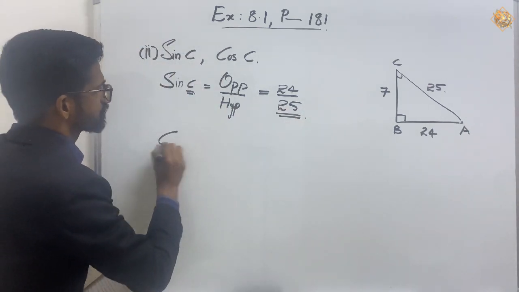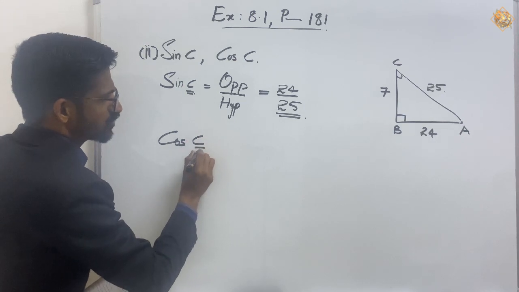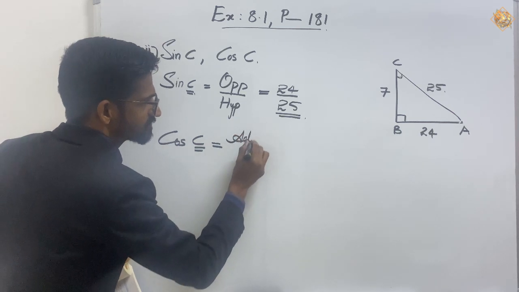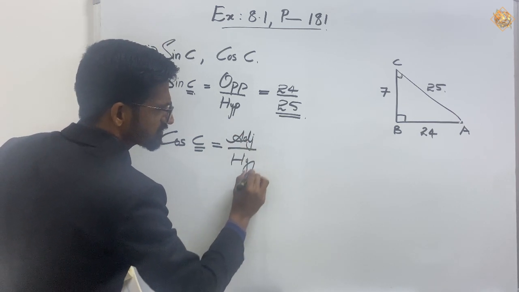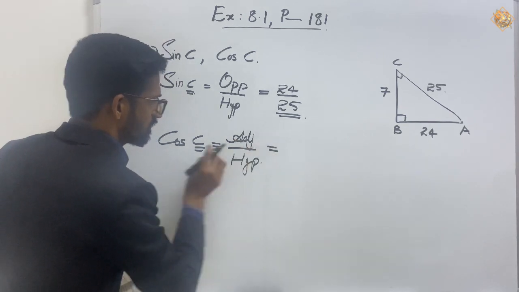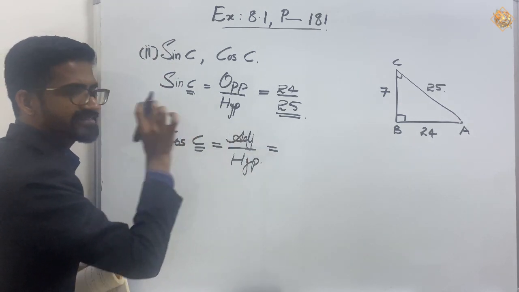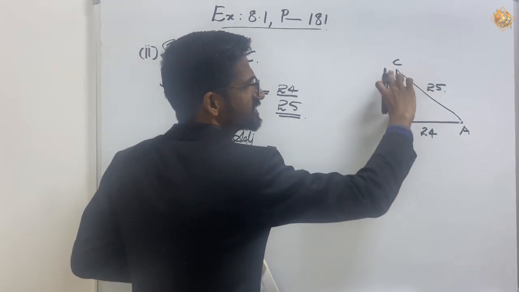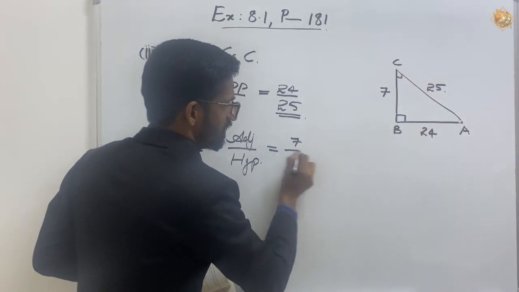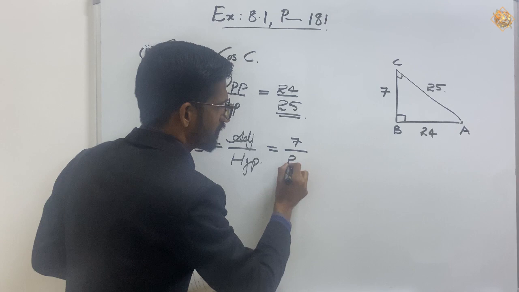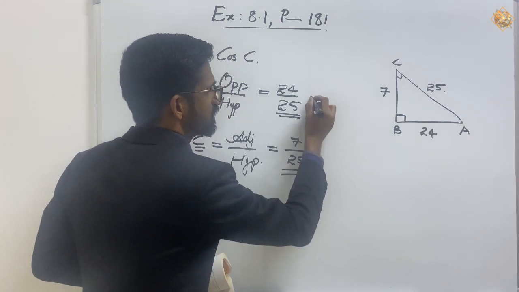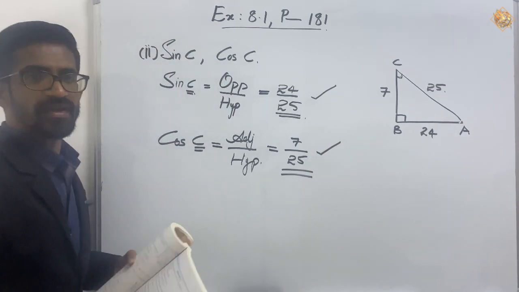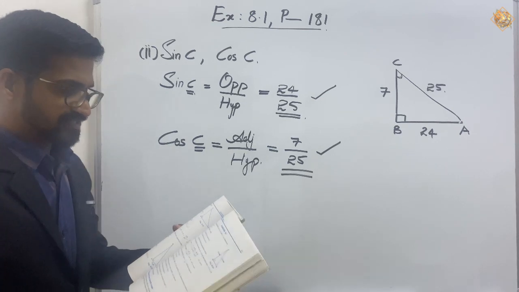Now cos C. By definition, cos is adjacent by hypotenuse, isn't it? So from C we have to find the adjacent side to angle C. Here is angle C, its adjacent side is 7. Hypotenuse is the same, that is 25. Hope it is clear. So sin C is 24 by 25, and cos C is 7 by 25. Okay, please take your notebook, students.